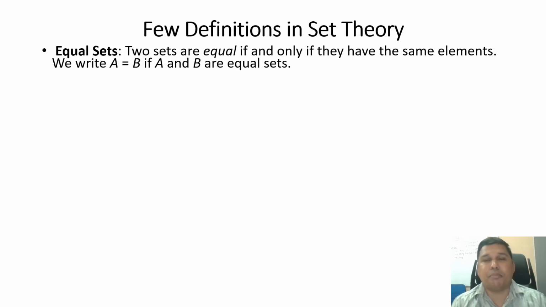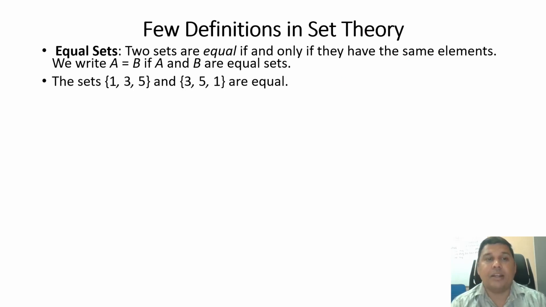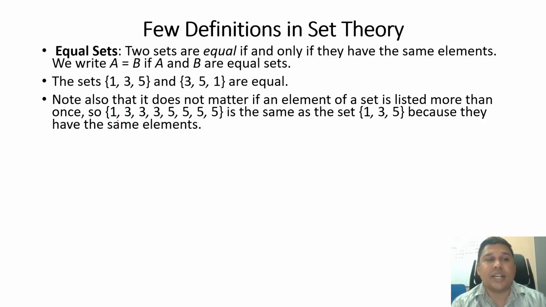Let's see a few definitions from set theory. Equal sets: two sets are called equal if and only if they have the same elements. We are talking about the same elements, but not the same number of elements. Remember the difference. Let's see an example. {1, 3, 5} and {3, 5, 1} are equal sets because we have the same elements 1, 3 and 5. Important point: the set {1, 3, 3, 3, 5, 5, 5, 5} is also equal to {1, 3, 5}. That's why we said the definition is same elements but not same number of elements.